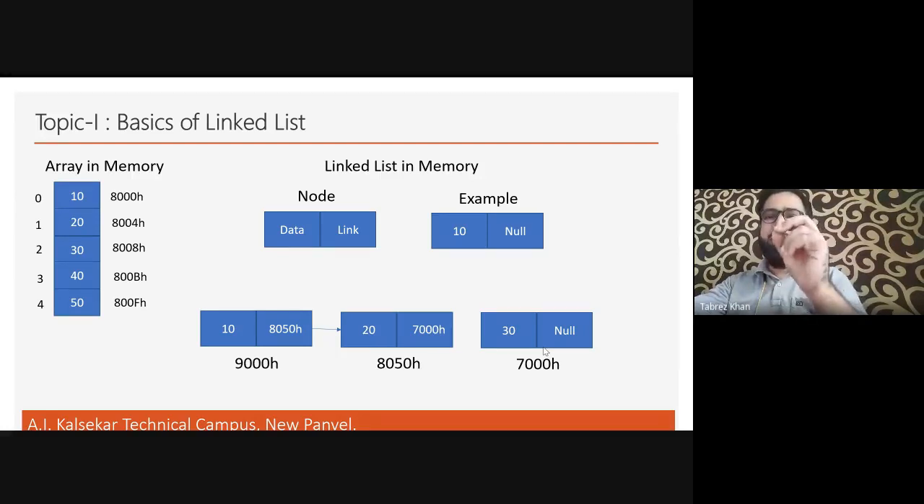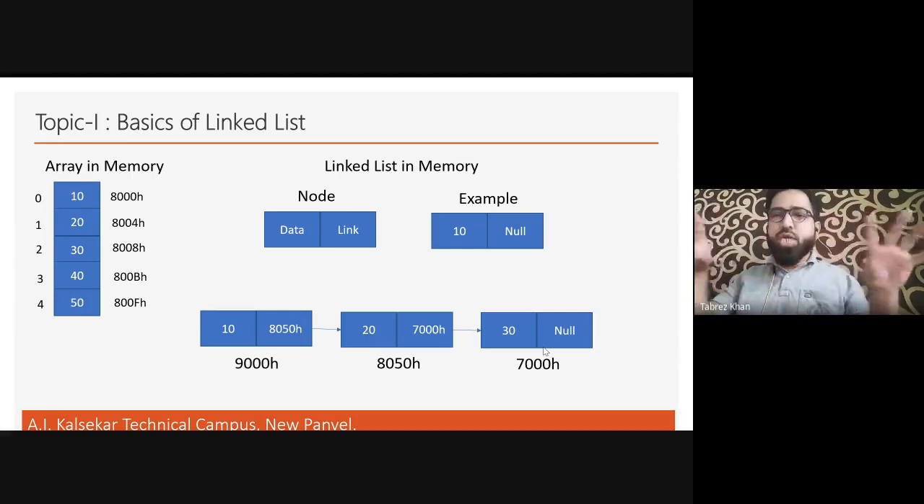The moment 7000H is assigned to the link part of the last node, the link part of this node starts pointing to the new node. And now we say that the new node is the last node of my linked list. So now in our linked list, we have three nodes. The first node pointed by the head pointer has a data value of 10. Then the second node is pointed by the link part of the first node, which has a value 20. Then the third node is pointed by the link part of the second node, and this third node has a value 30. And this third node is the last node because it is pointing to null.